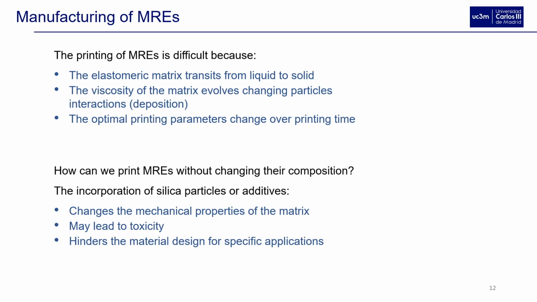manufacture these MREs without the need of additives, and it is quite difficult because this elastomeric matrix transitions from liquid to solid, so at first it has very poor shape fidelity, but then it becomes solid, so it is impossible to extrude. And actually, this is a reaction ongoing. The mechanical properties are evolving during the printing time, so the optimal printing parameters change over the printing time.